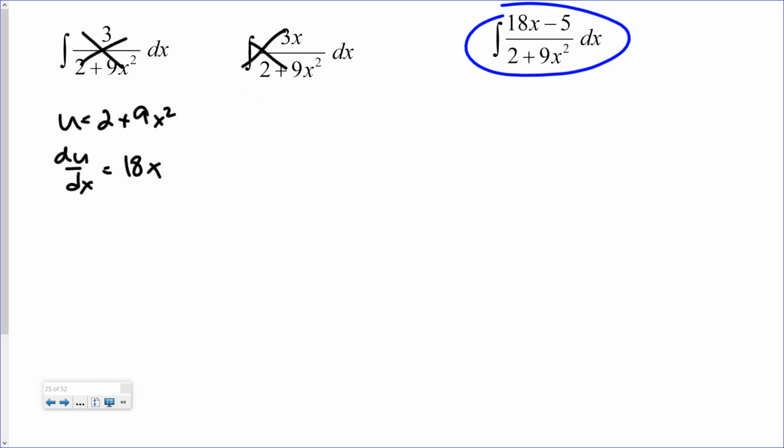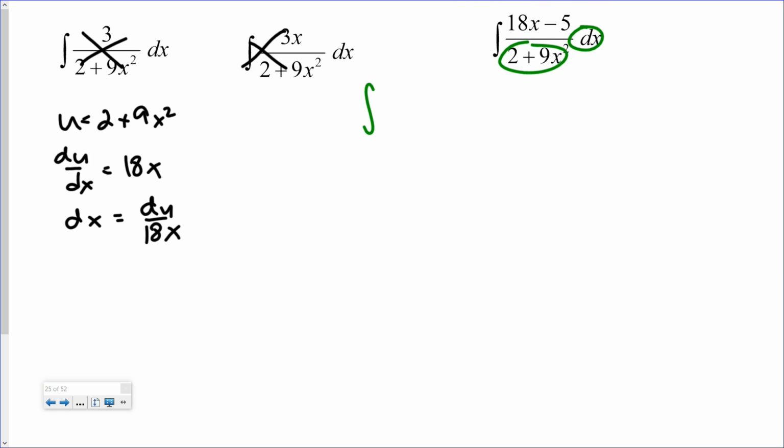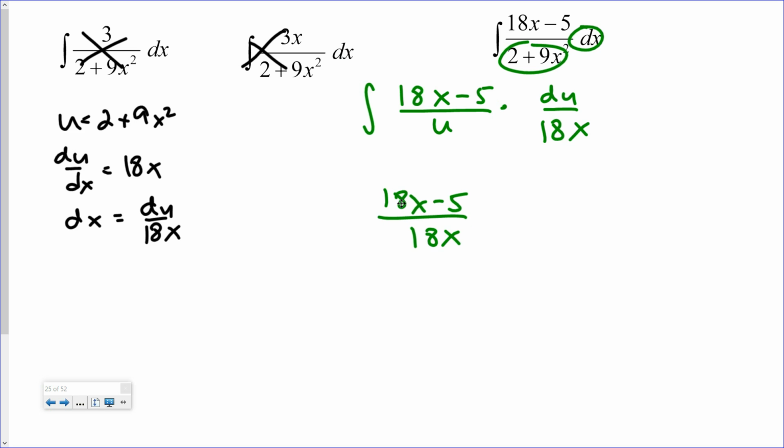I always try u substitution first, okay? When I do that, what I get is dx is equal to du over 18x, and I substitute two things. What two things do I substitute? My u and my dx. So let me rewrite that. That'll be 18x minus 5 over u times du over 18x. Here's the big question. Do my x's cancel out? No. They look like they might, but guys, you have to use real algebra, not that fake stuff, okay? And this does not cancel out. Make sure you understand that, okay?